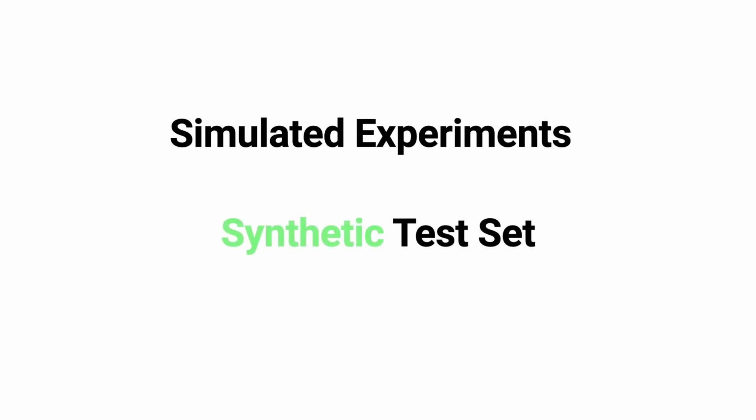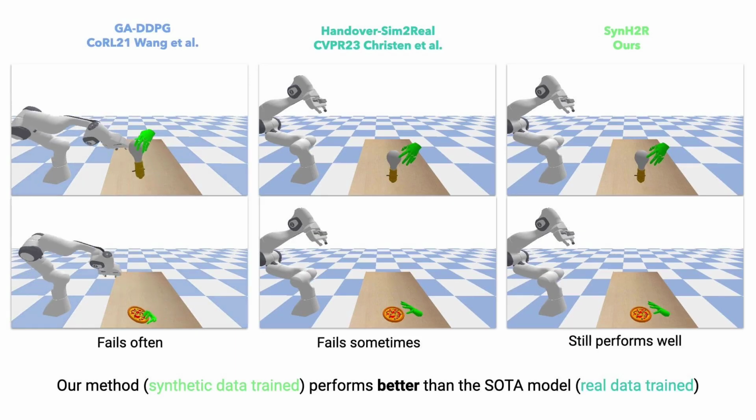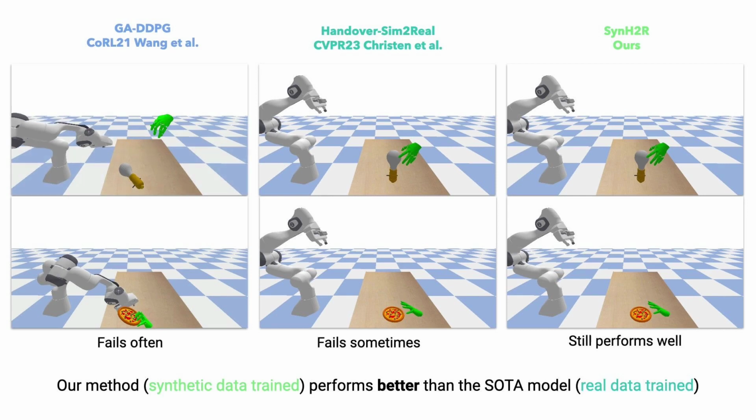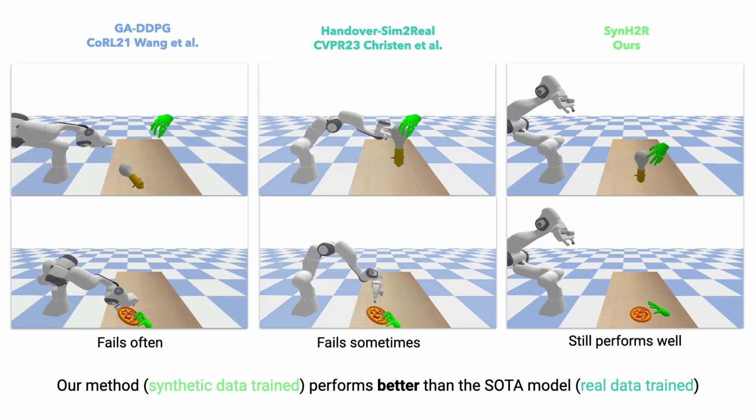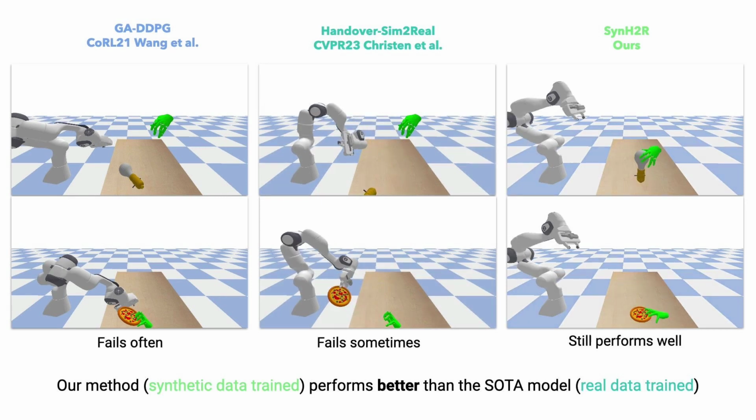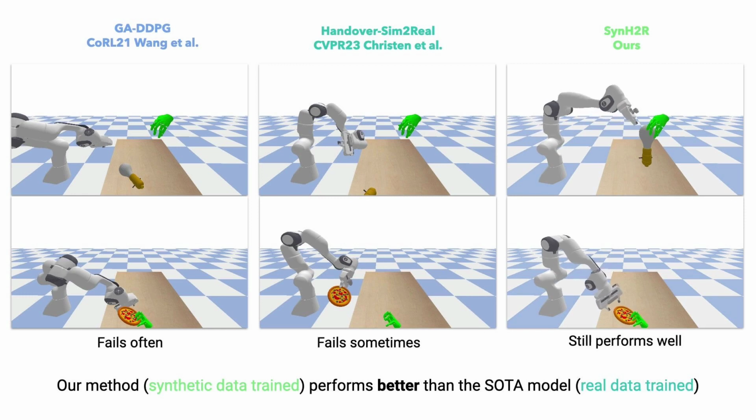We now present experiments on the synthetic test set that contains over 1,000 objects. GADDPG still struggles in this setting. Similarly, the Handover Sim to real baseline fails more often. Our method, on the other hand, performs significantly better.